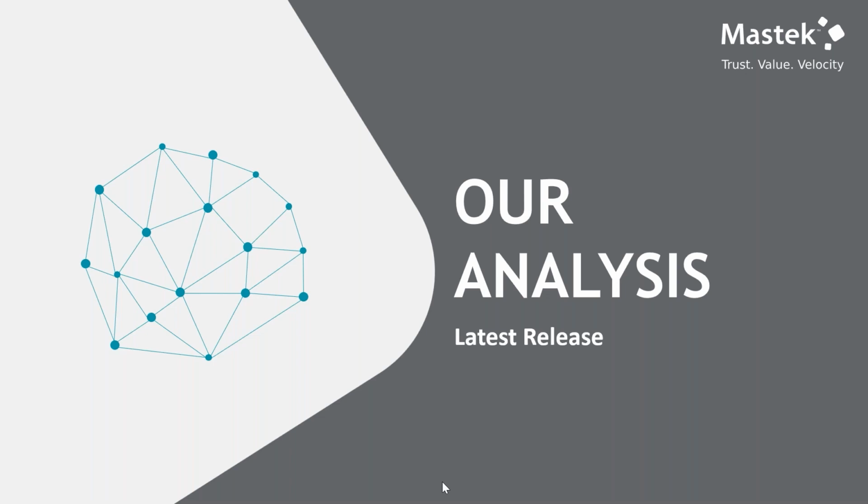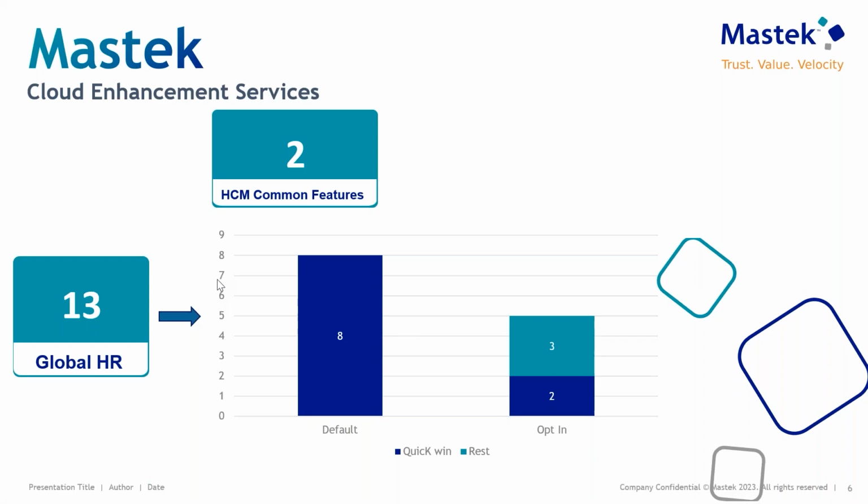I am here to take you through the new features that are released as a part of 23C in Global Human Resources. Okay, so coming to our analysis, as a part of the 23C release, we have 13 new features coming up in Global HR, out of which 2 are in common, and 8 are quick wins, which you can take away without any configurations or testing. They are available by default with this upgrade.